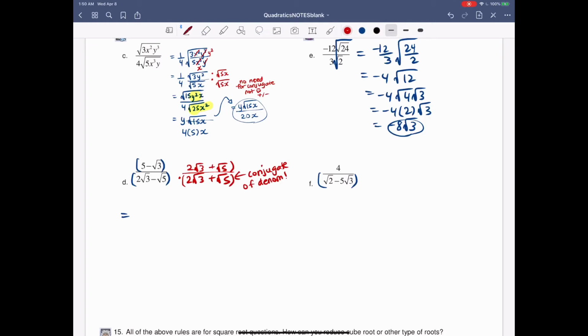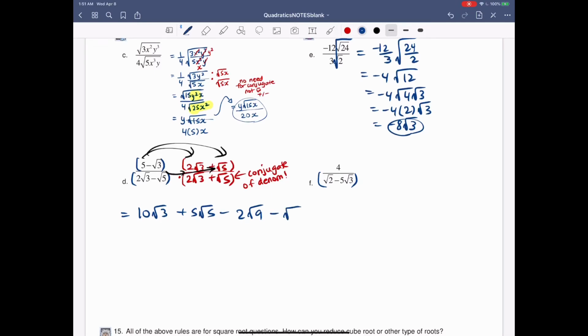So I need to do FOIL. These arrows help me out. Looks like that. So for the top, some parts are hidden. We have 5 times 2 square root 3, which is 10 square root 3, plus 5 square root 5, minus 2 square root 9, minus square root 15, divided by FOIL on the bottom.